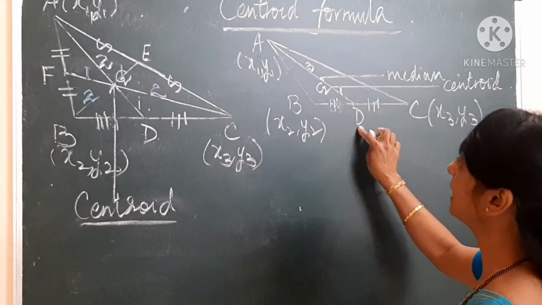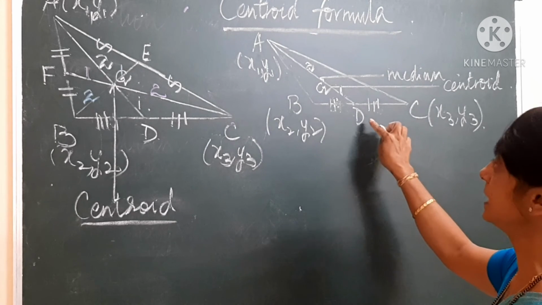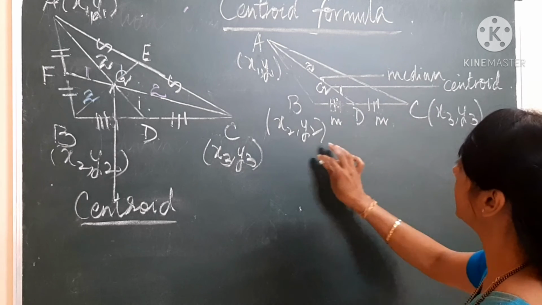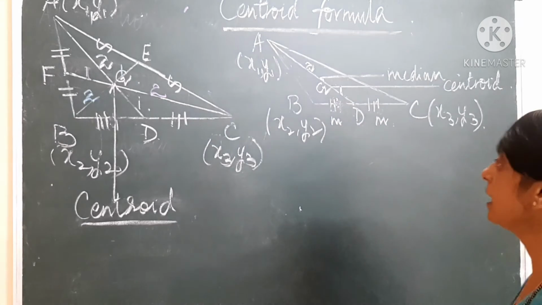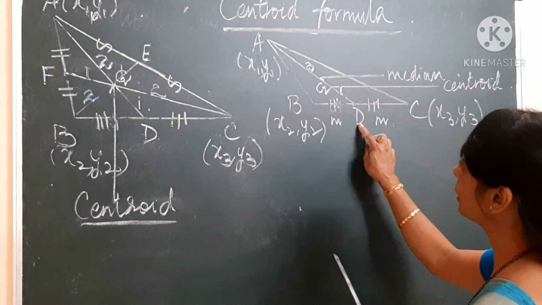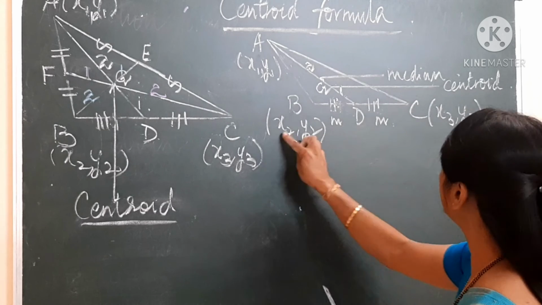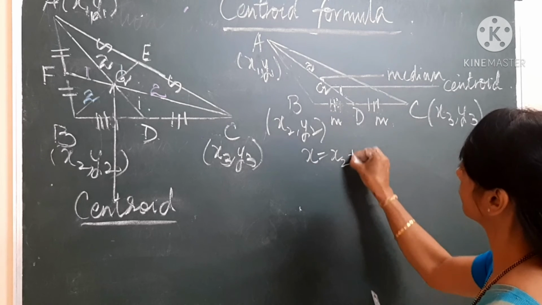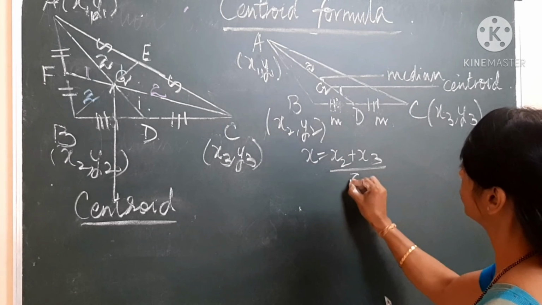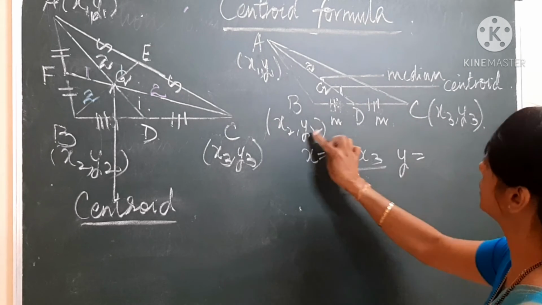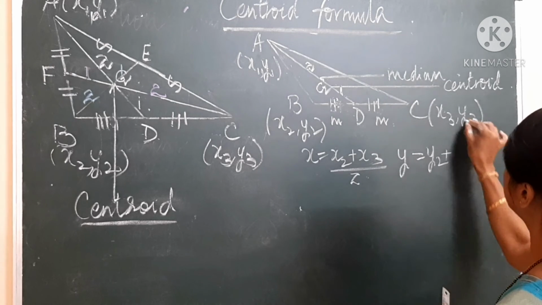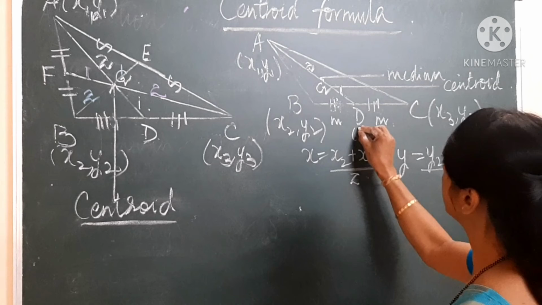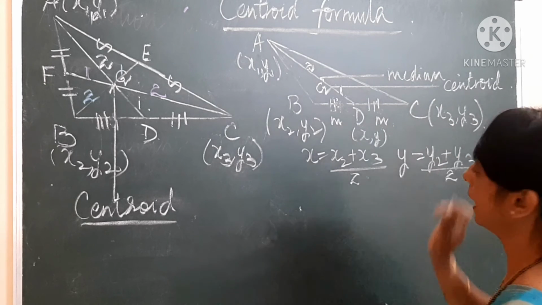So how will we get the coordinates of point D? Here the ratio is m:n with m and n equal, because D is the midpoint. So x will be (x2 plus x3) upon 2, and y will be (y2 plus y3) upon 2, are the coordinates of D.